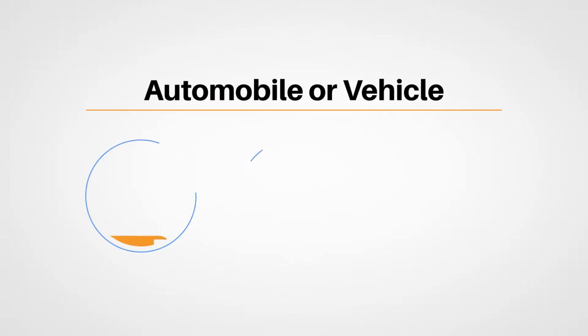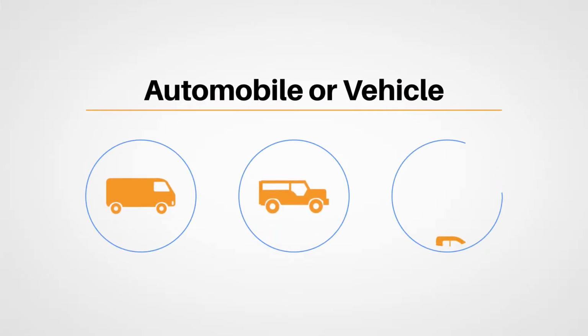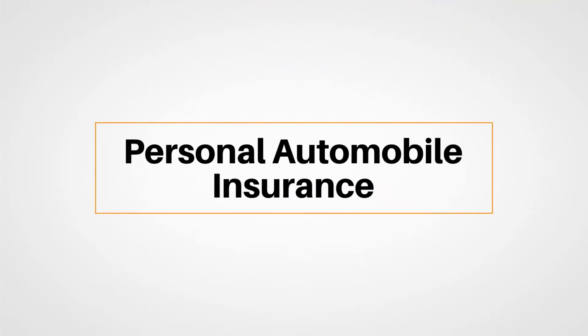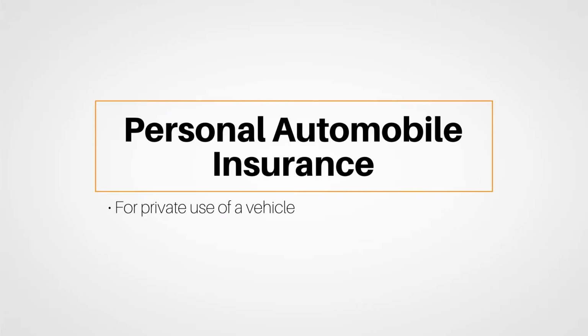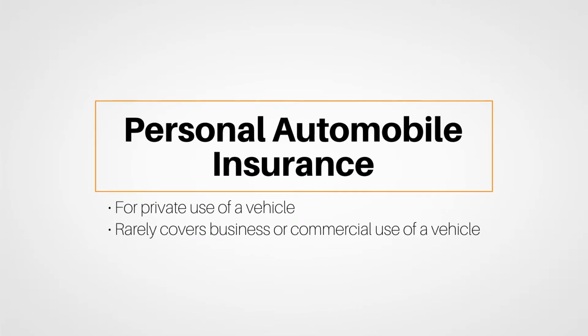Remember that the words automobile or vehicle include vans, SUVs, and pickup trucks. This means just about any passenger vehicle licensed for road use and with a gross vehicle weight of 10,000 pounds or less. Obviously, personal automobile insurance is for private use of a vehicle and will rarely, if ever, cover business or commercial use of a vehicle.